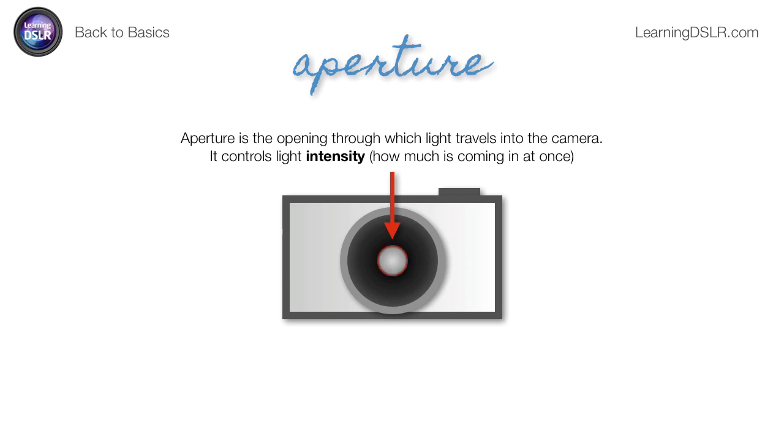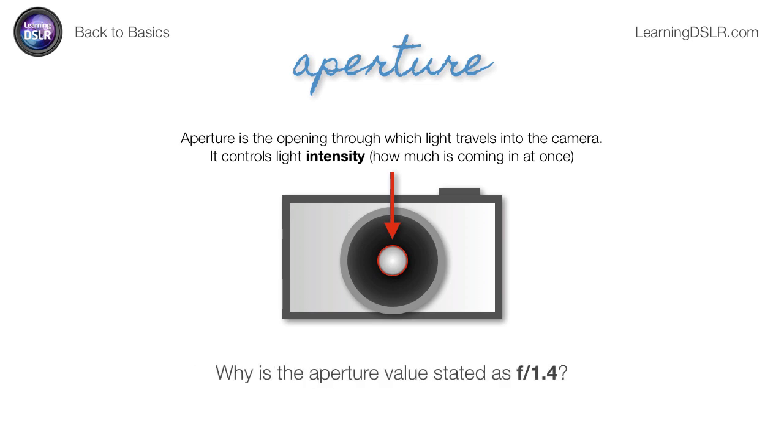Now, aperture is the opening through which light travels into the camera, and what that does is it controls the intensity of light, so the amount of light coming in all at once. If this was equivalent to a water metaphor, it would be the size of the pipe, how much can come in all at one time.